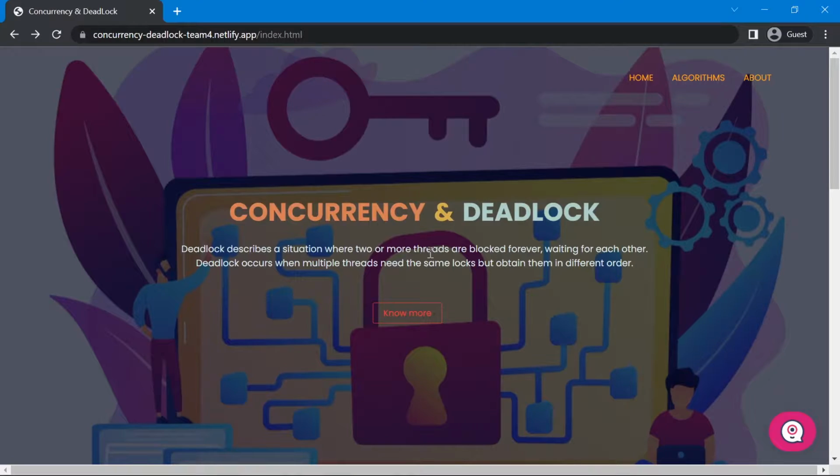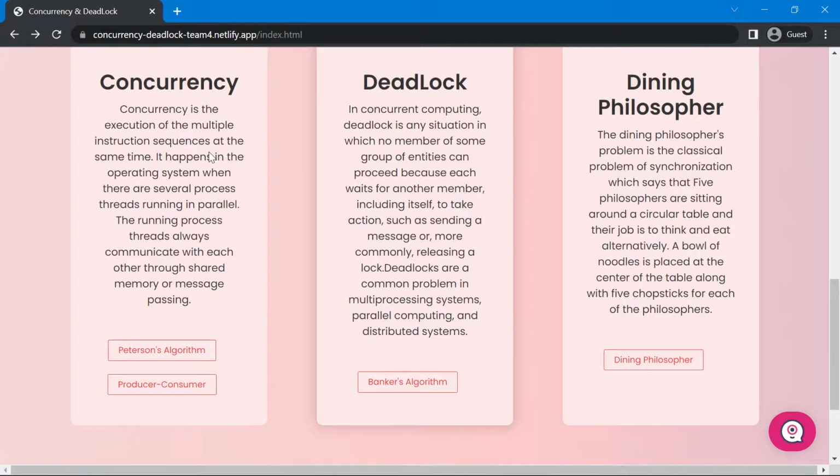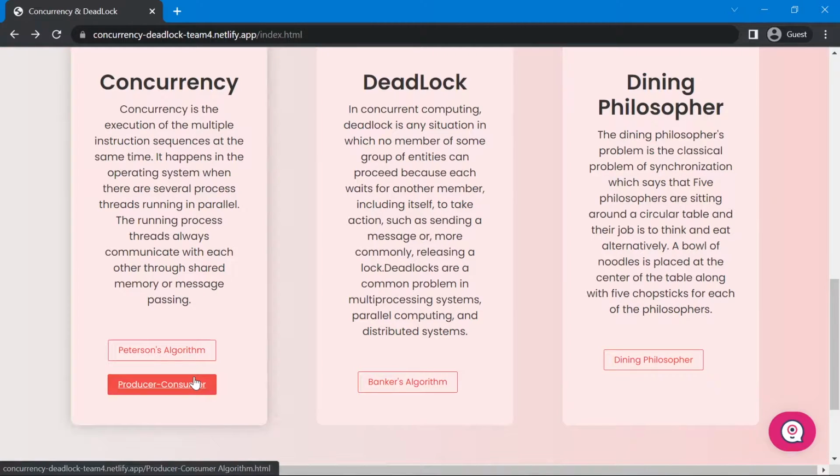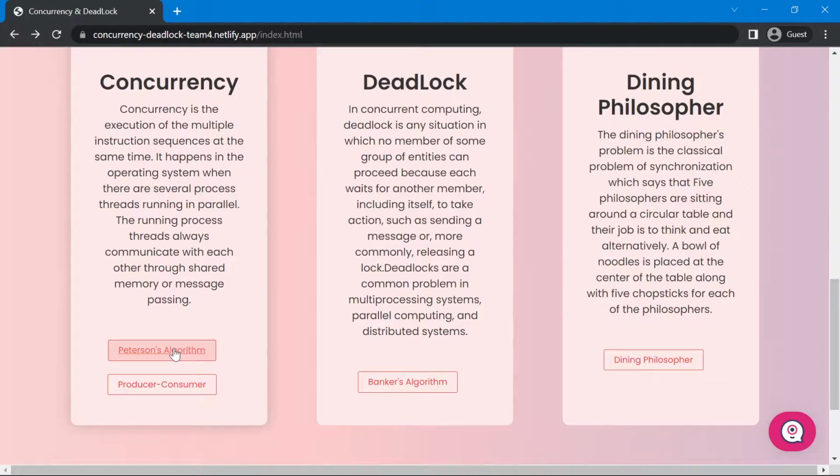So let's go and check out which algorithms we have implemented. In concurrency, we have implemented Peterson's algorithm and the producer-consumer algorithm. In deadlock, we have implemented Banker's algorithm and the Dining Philosophers algorithm. So let's check out Peterson's algorithm.